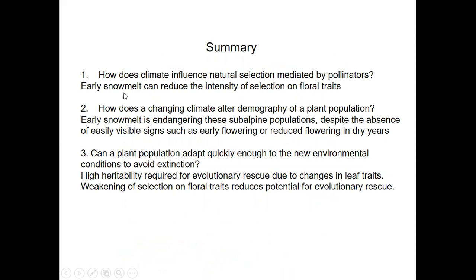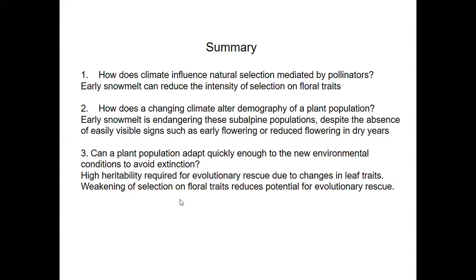And a final summary, early snowmelt due to climate change can reduce the intensity of natural selection on floral traits. Early snowmelt is also endangering these subalpine populations, and that's happening despite the absence of easily visible signs. So in an early snowmelt dry year, you don't see reduced flowering. What happens is there's reduced flowering the next year. But nevertheless, early snowmelt is having dramatic effects on these populations.